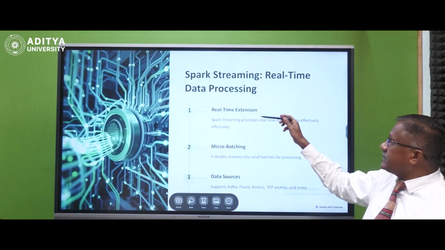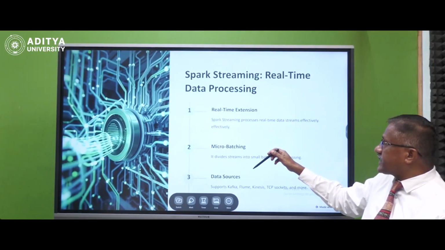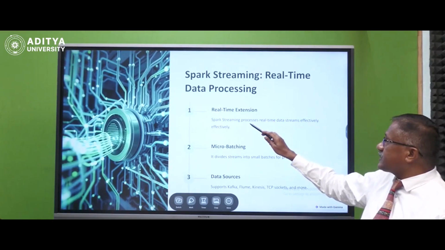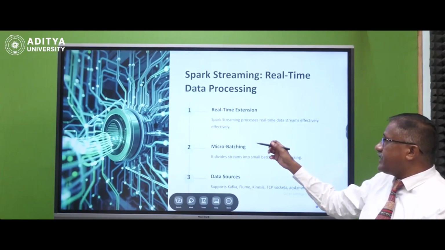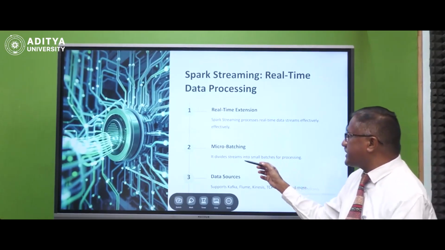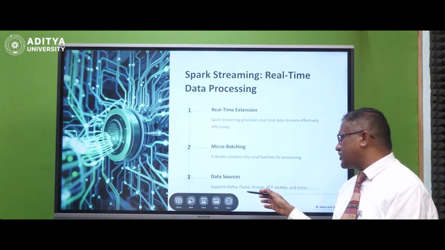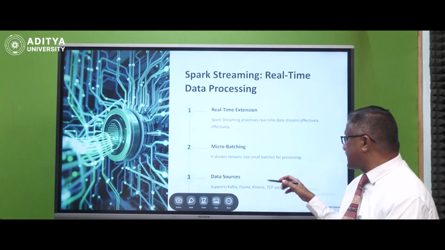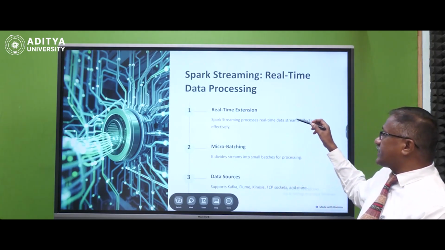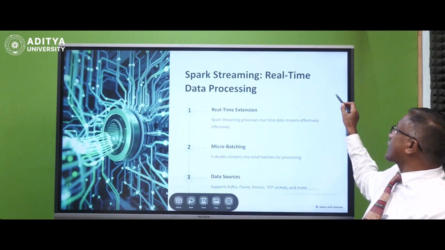Real-time processing: real-time extension, micro batching, data sources. The real-time extension is Spark Streaming, which processes real-time data streams effectively. Micro batching divides the streams into small batches, whereas data sources support Kafka, Flume and many more. The data will come from the data sources.